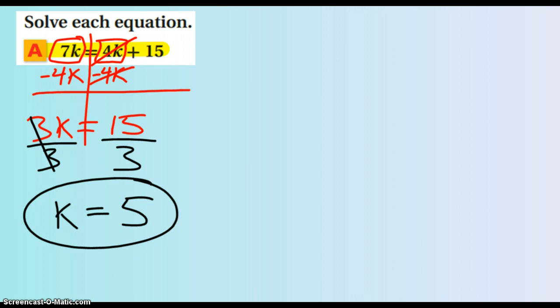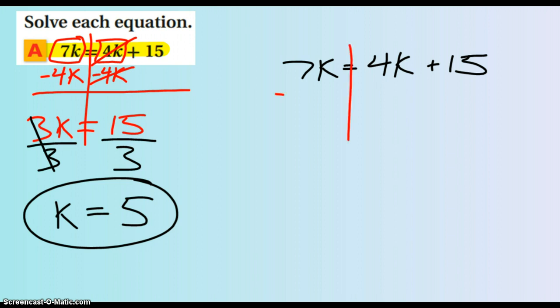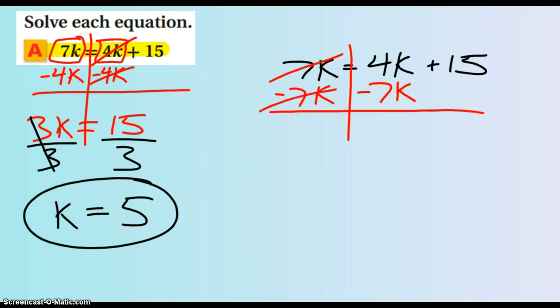Now some people are going to wonder, well, what if I would have made the decision to bring 7k over to the right instead? Real quick, I'm going to show you what that looks like. It's actually a little harder that way. And you'll get used to making the correct, well, it's not wrong, but you'll get used to making the easier decision. 7k minus 7k is 0. 4k minus 7k is now negative 3k plus 15.